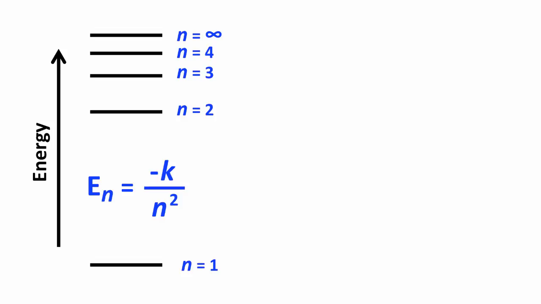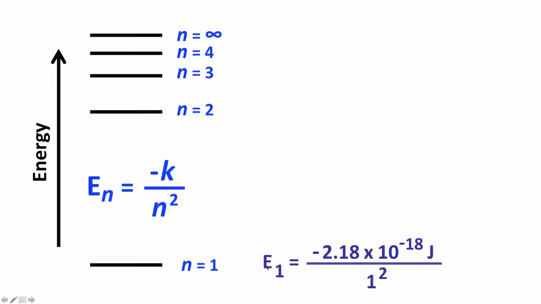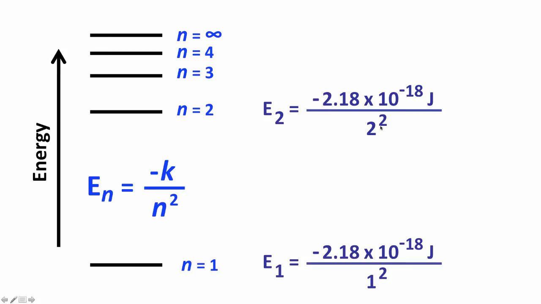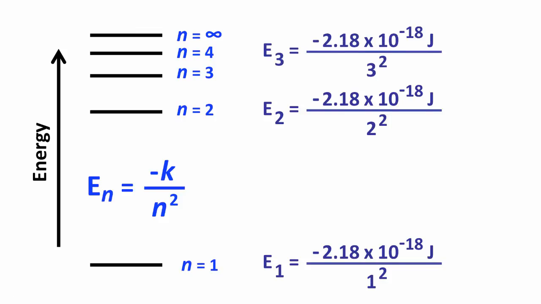Now we can also calculate the value of the energy of each energy level for the electrons in hydrogen using this relationship, and so let's do that. E sub 1, the energy of the first level, is negative k, or negative 2.18 times 10 to the minus 18th joules, divided by, for the first level, n is 1, so divided by 1 squared. And then similarly, the energy of level 2 is that value k, negative of it, divided by 2 squared. Energy level 3 is the same k divided by 3 squared, and so on.